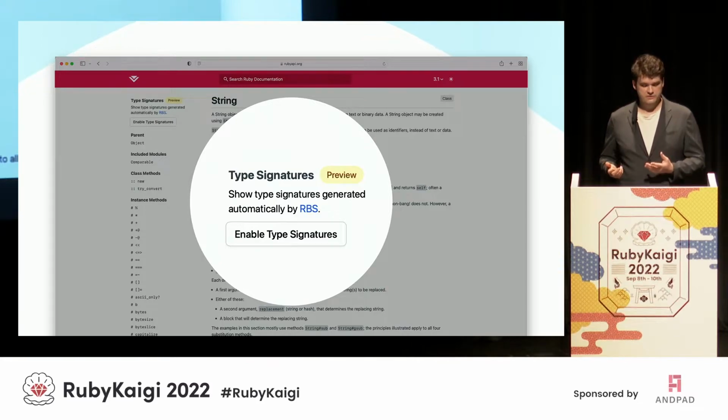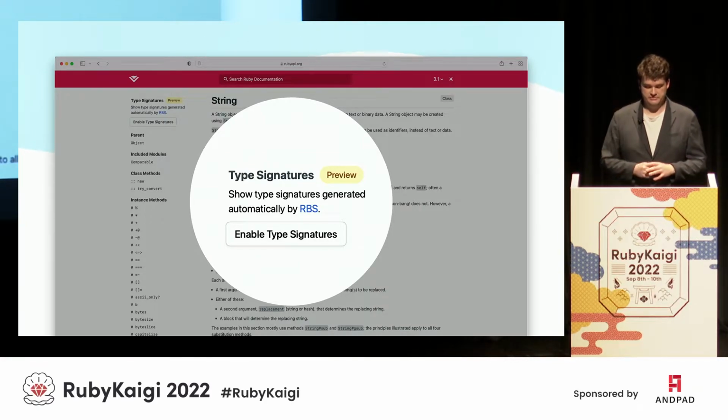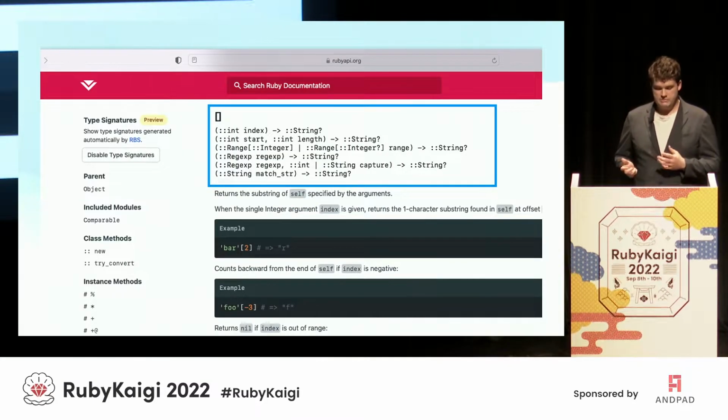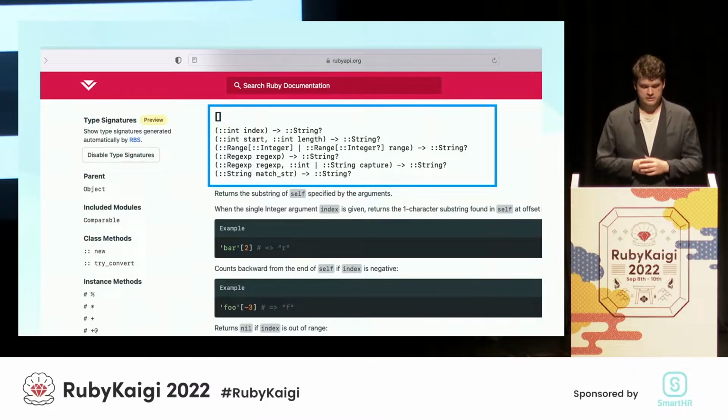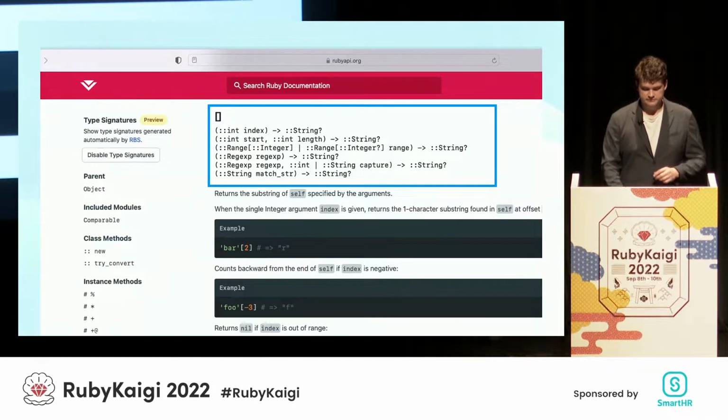For the past few months, I've been working on a new feature in Ruby API that allows you to switch from the standard RDoc call sequences to the RBS type signatures. And we'll dive into what that means exactly. In Ruby API, when you click on the toggle button, it switches from showing the RDoc call sequences to showing you type signatures in RBS.